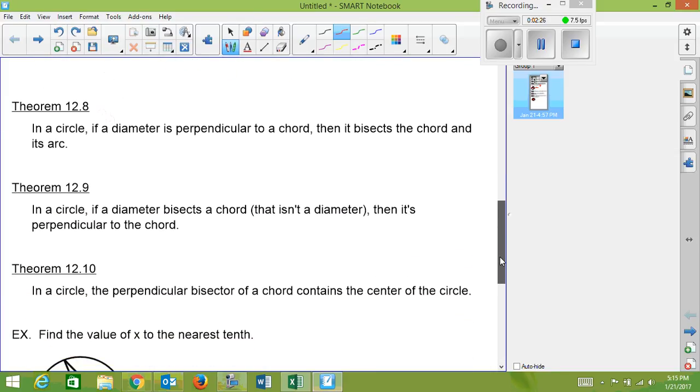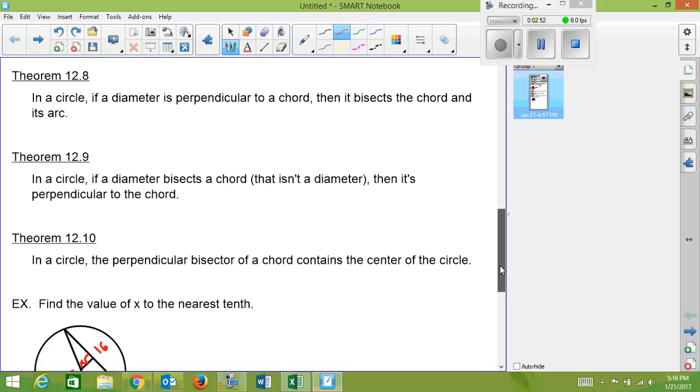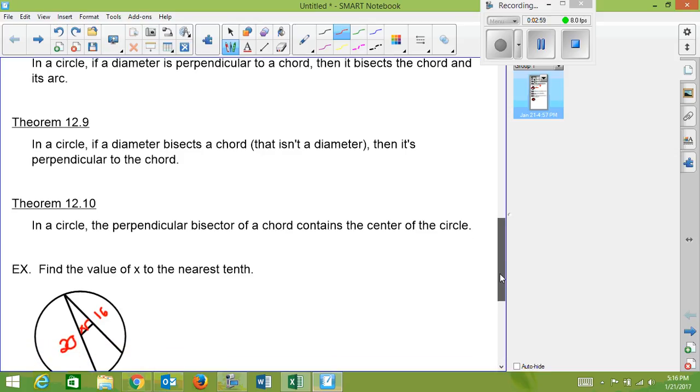Couple more theorems for you. Theorem 12.8: in a circle, if a diameter is perpendicular to a chord, then it bisects the chord and its arc. Theorem 12.9: in a circle, if a diameter bisects a chord that is not a diameter, then it's perpendicular to the chord. And theorem 12.10: in a circle, the perpendicular bisector of a chord contains the center of the circle. So they're all very similar to each other. They're all talking about bisecting chords in different ways.